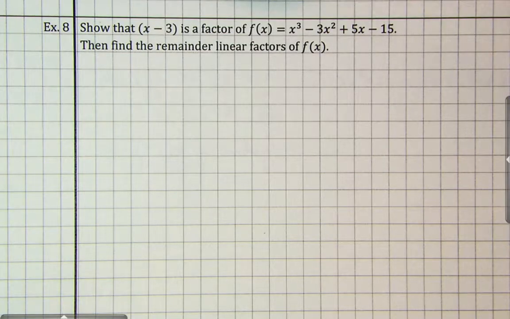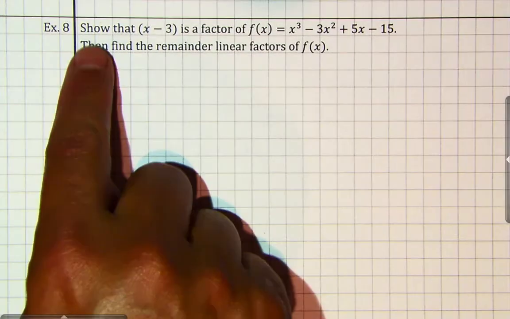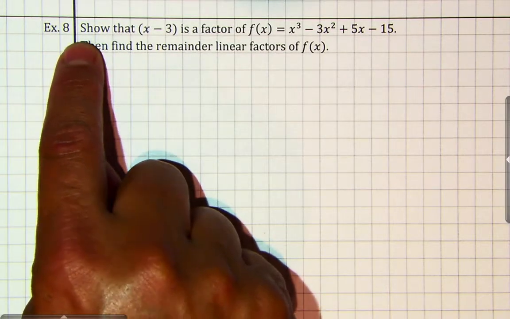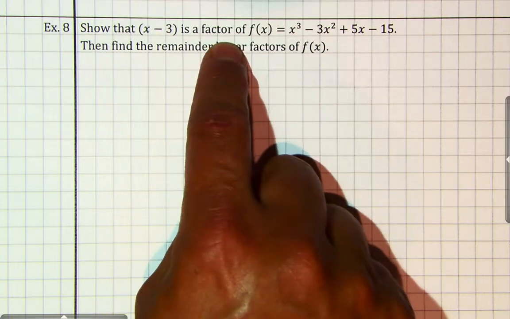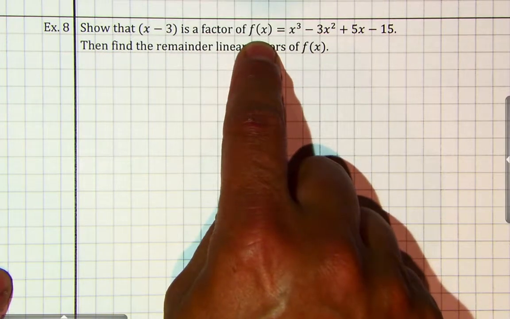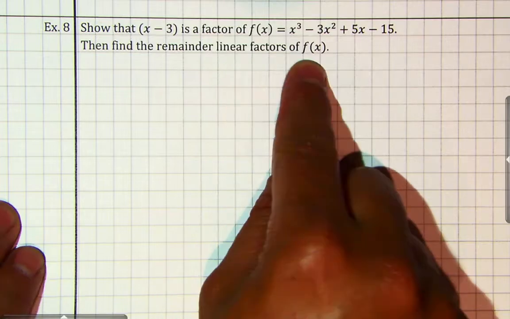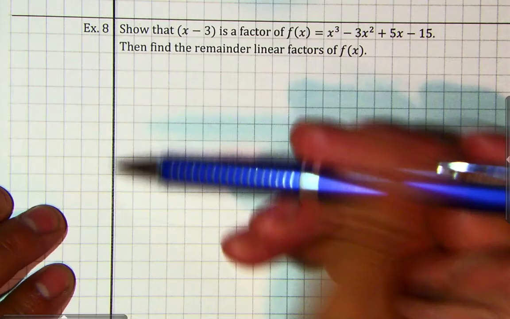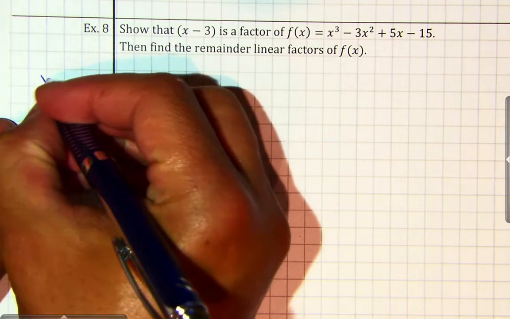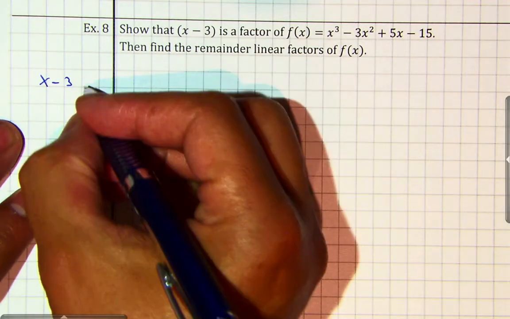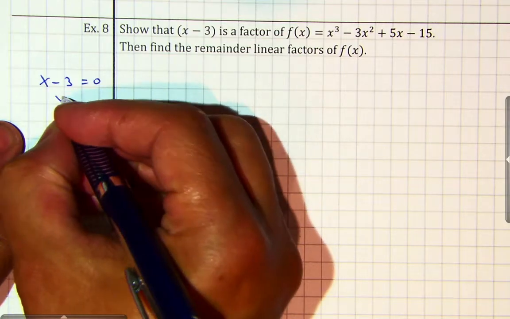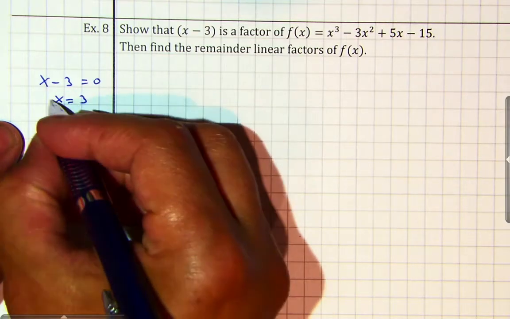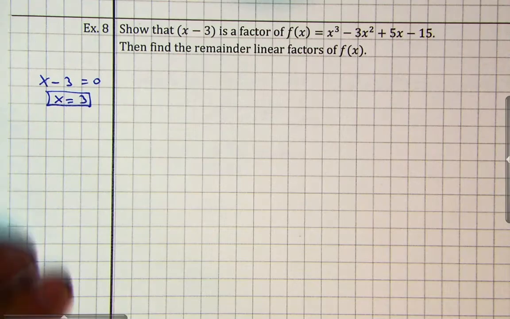So take the time to copy example number 8, and we'll start once you're ready. So example number 8. Show that x minus 3 is a factor of f of x. Then find the remaining linear factors of f of x. So therefore, they tell us that x minus 3 is a factor. Therefore, if we set it equal to 0, we know that 3 should be a 0 of the function, correct?